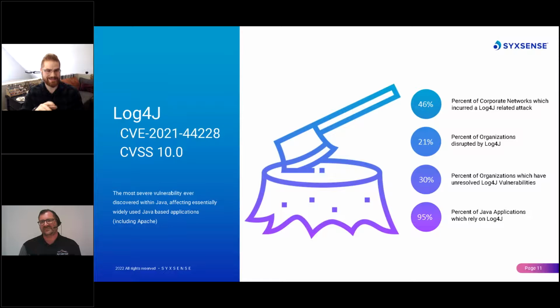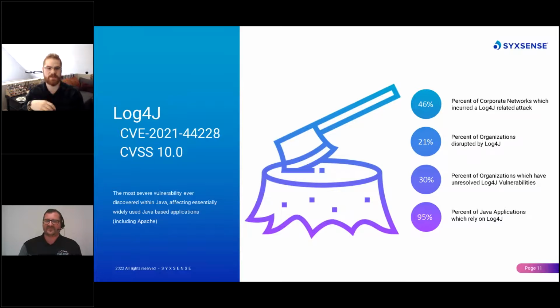And at this point, at least 46% of corporate networks have undergone some form of attack using Log4j as the initial attack vector. A further 26% of corporations have undergone business disruptions in some capacity as part of those attacks.